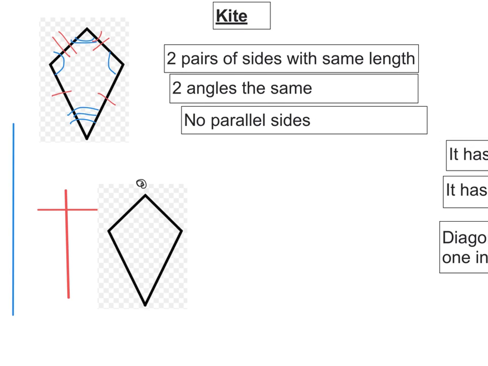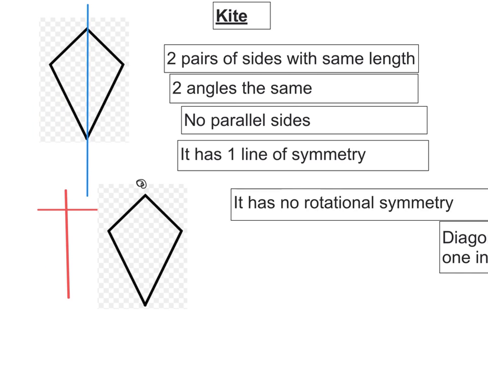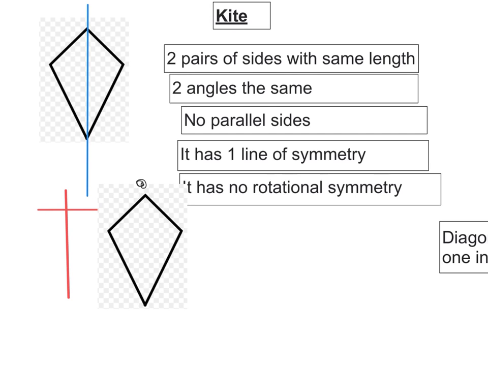It has no pairs of parallel sides. Moving on to symmetry, it has one line of symmetry that goes down the middle. And in terms of rotational symmetry, it does not have any.